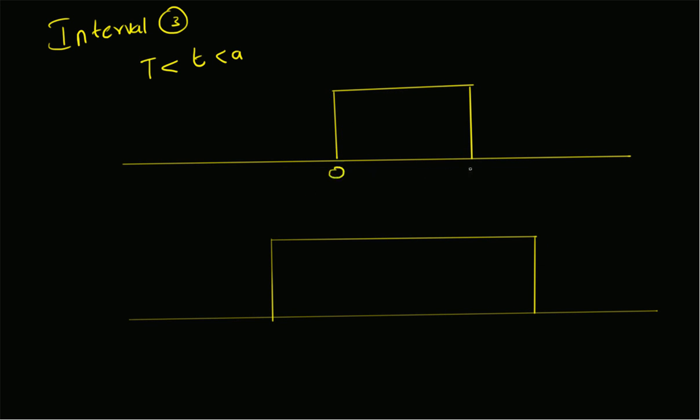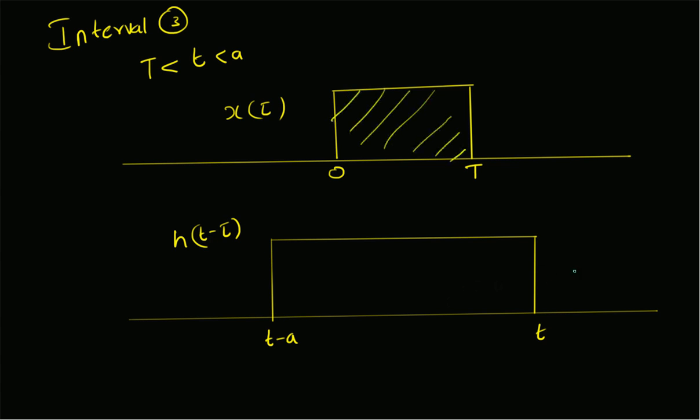So the signal x of tau is from 0 to T, and h of t minus tau is again from t minus a to t. Here we are assuming t is greater than capital T, but it is less than a. So that means there is a complete overlap. So the integration is from 0 to T. So y of t will be equal to the integral from 0 to T of x of tau into h of t minus tau d tau. So that is the value of the signal in this interval from capital T to a.